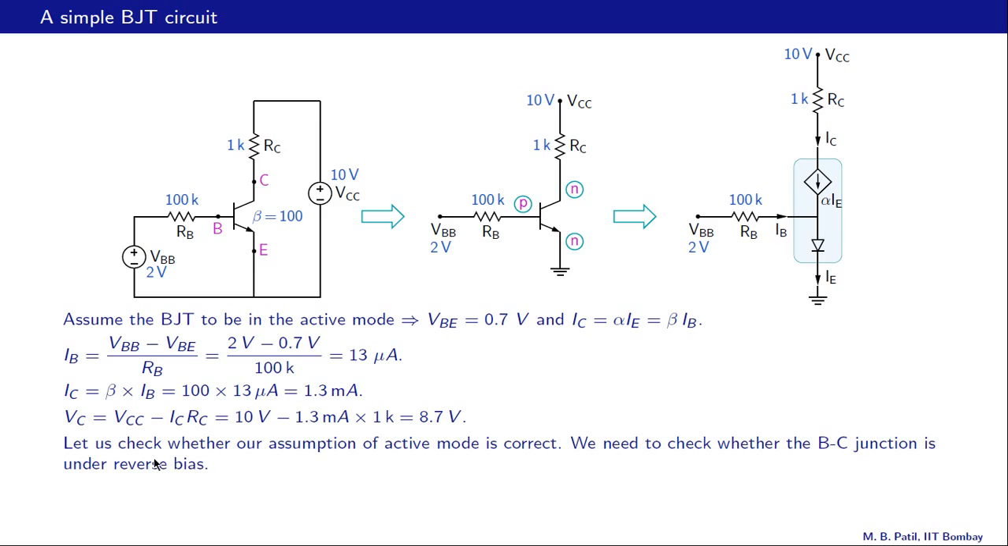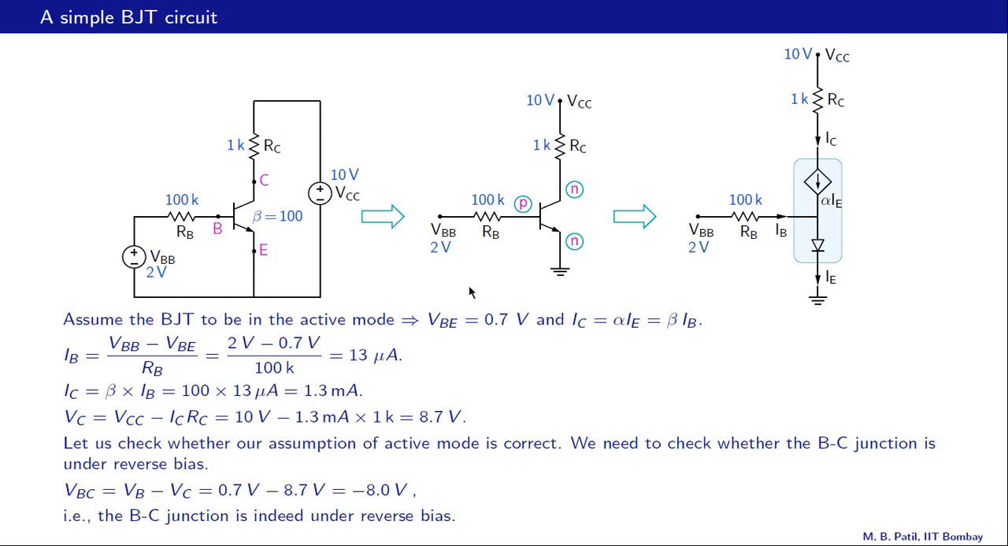Now let us go back and check whether our assumption of active mode is correct. And what is active mode? The base emitter junction is forward biased, and we have already made that assumption. And the base collector junction should be under reverse bias. So we need to basically check now whether the BC junction, the base collector junction, is indeed under reverse bias with the values of voltages that we have obtained.